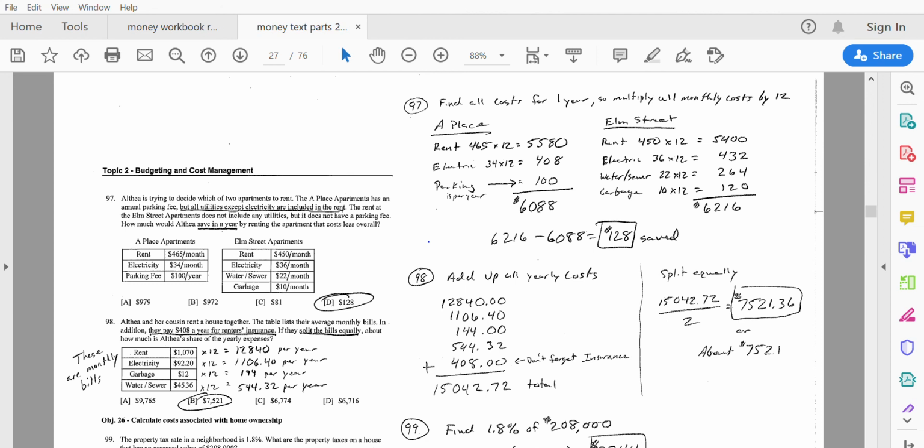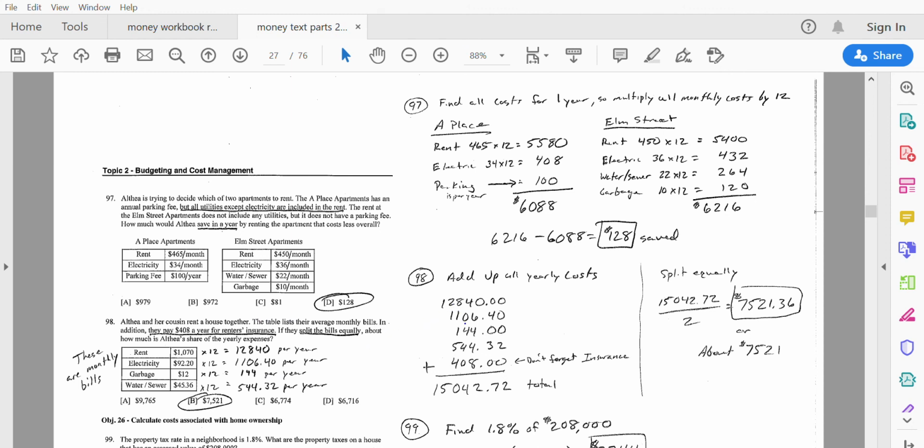So now there's just two people. It's her and her cousin. Okay, so we need to find, again, costs for a year, right? And then divide it by 2. Okay, so in this chart, these are all monthly bills. So I took every one of these times 12. So the rent times 12 is $12,840 a year. Electricity times 12. Garbage times 12. Water and sewage times 12. And I get all these costs as yearly costs now, because they want to know what the cost is per year. So all of these I just moved over here.